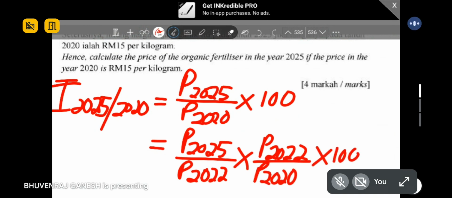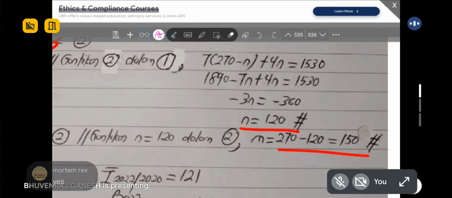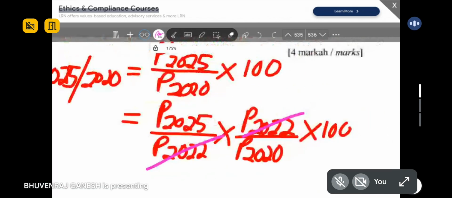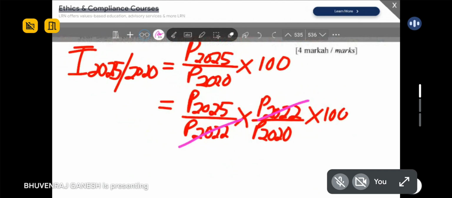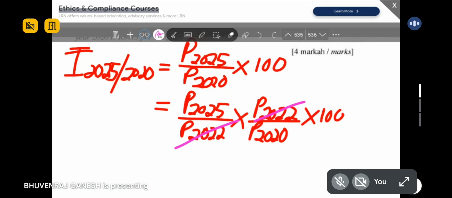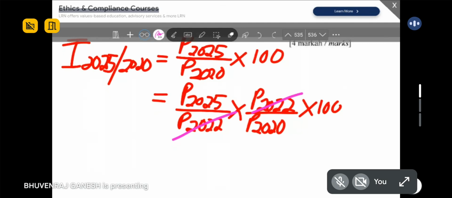Can you all see the concept? Because I can cancel off the P 2022 and I get back the original answer on top. So it's the same thing. So this is what I mean by chain rule. You will learn this in differentiation, guys, Form 5, chapter 2. You will understand better about chain rule, petua rantai. But for now, you guys know about this first.